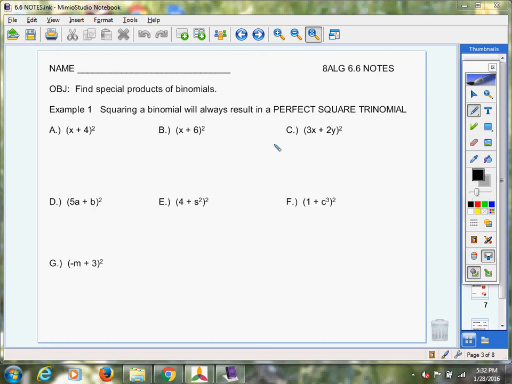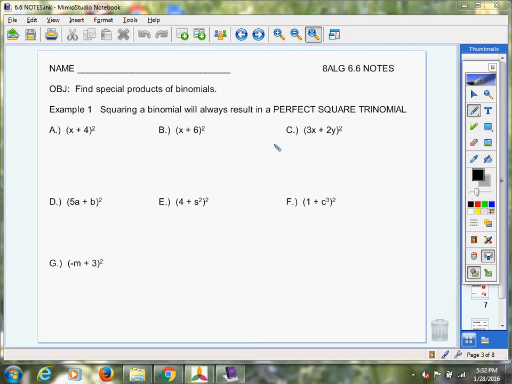Hello, algebra students. We are working in section 6.6, and it's really just an extension of 6.5. There's so much we learned in 6.5, and in 6.6 we're going to see some special situations in multiplication. In example 1, we're going to learn how to square a binomial. I kind of already showed you how to do this, so hopefully some of this will be familiar, because I showed you how to expand it and how to do a shortcut. If you look back at your notes in example 3, I believe, of 6.5, you'll see that.